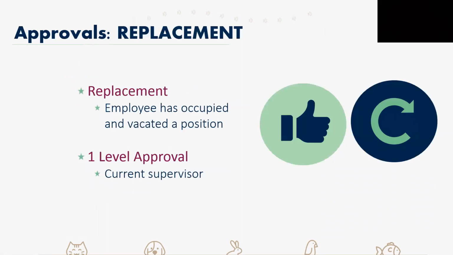Next is the replacement. So if it's a replacement, it's definitely an employee. It will be a position that an employee has occupied and vacated a position. So whether it was involuntary or voluntary termination, or if they transferred to a different role within ASC, it would be considered a replacement. And those requisitions will require a 1-level approval, which is just the current supervisor of the individual who's submitting the requisition form.